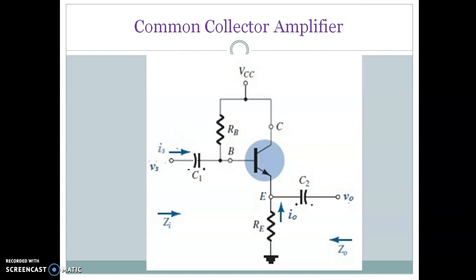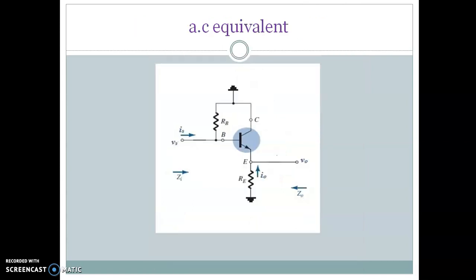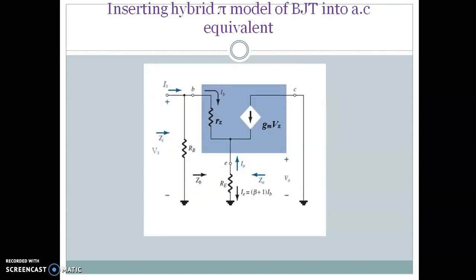So to do your small signal analysis, the first step is we have to draw the AC equivalent circuit, for which the coupling capacitors will be short circuited. So the coupling capacitors are short circuited and the DC source is removed. Next step, we have to replace the transistor with its hybrid pi model. So I have replaced the transistor with the hybrid pi model.